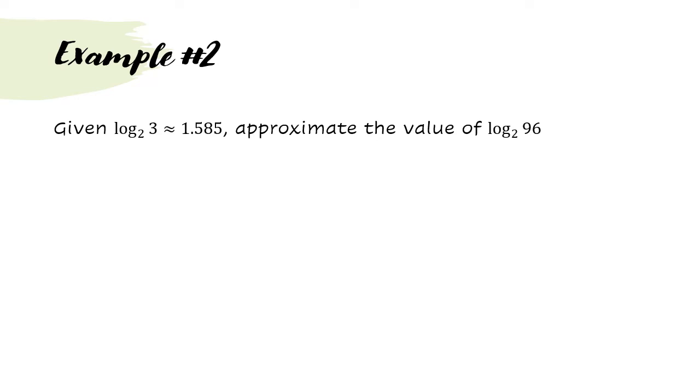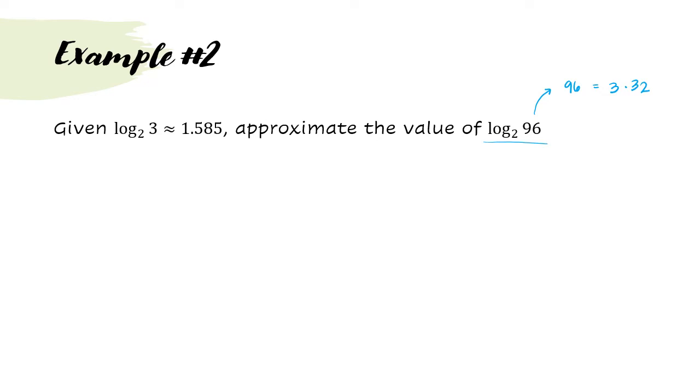All right, so again, we are given that log base 2 of 3 is approximately 1.585, and we want to use that information to approximate the value of log base 2 of 96. So again, we're going to want to rewrite log base 2 of 96 in some way that uses log base 2 of 3. So 96, is that divisible by 3, first of all? That's what I'm wondering. Is 96 equal to 3 times something? It is. Yeah, 3 times 32.